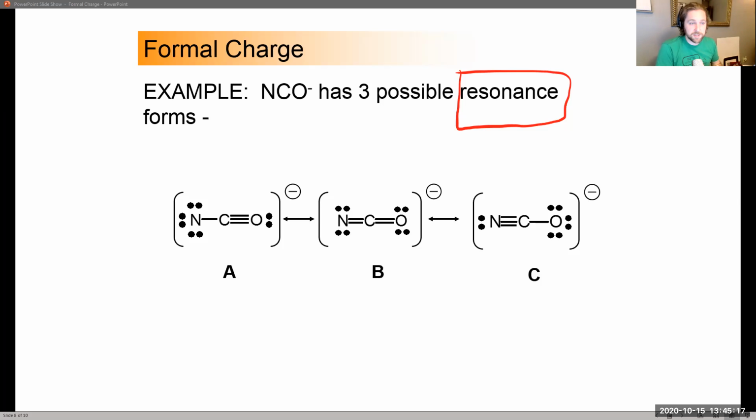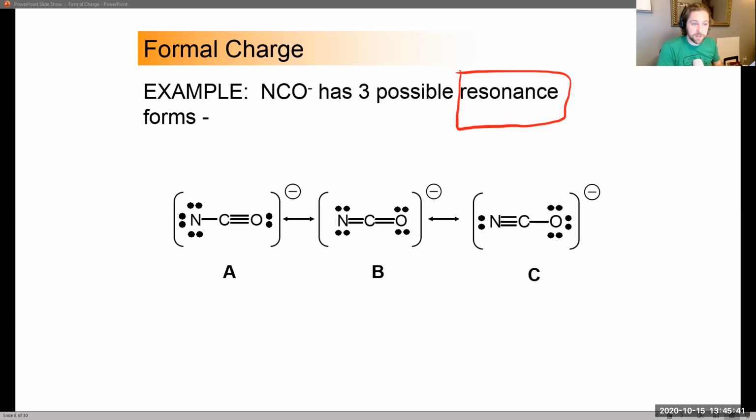But usually resonance has to do with where do the double bonds go? Where do the triple bonds go? Are there more than one option? You're not going to see resonance if they're all single bonds. It has to be some sort of double bond that can be here or here, and so you can draw it in multiple ways. There's a very valid question that could be asked on assessments that says, draw all possible resonance structures.